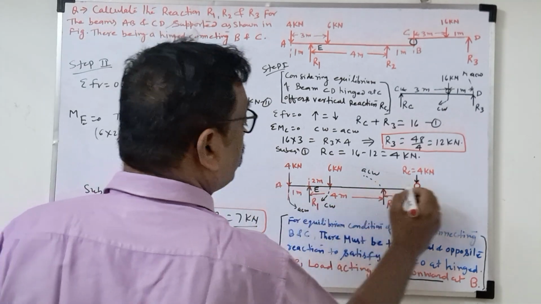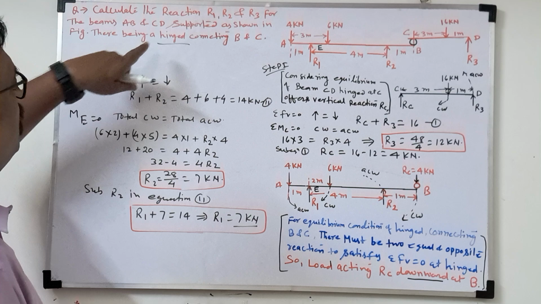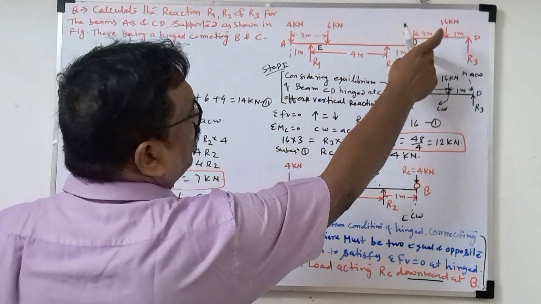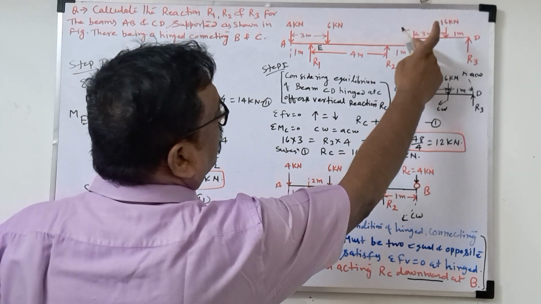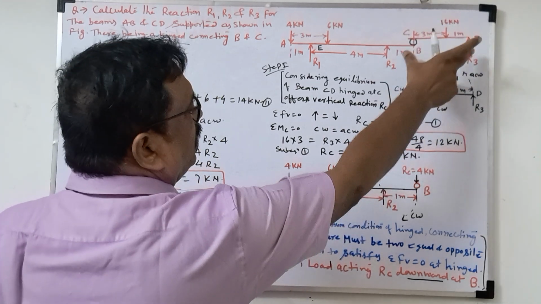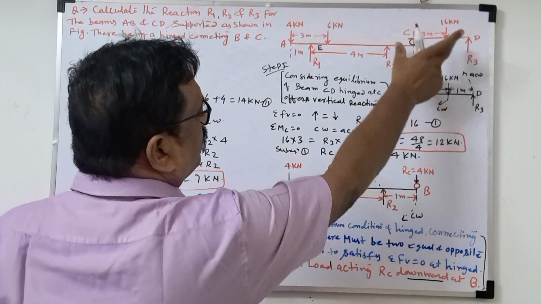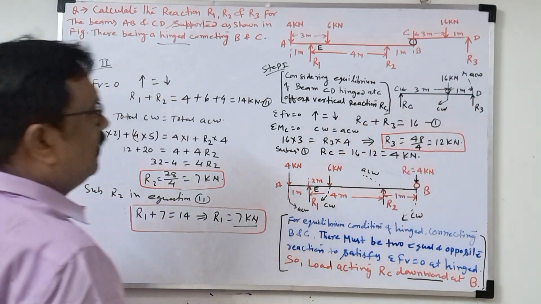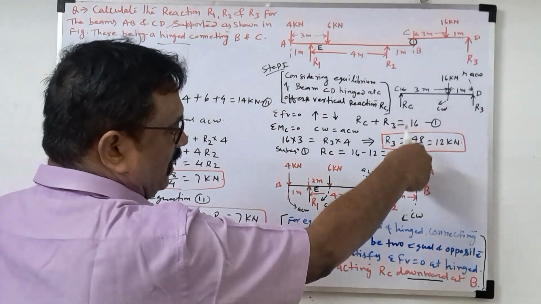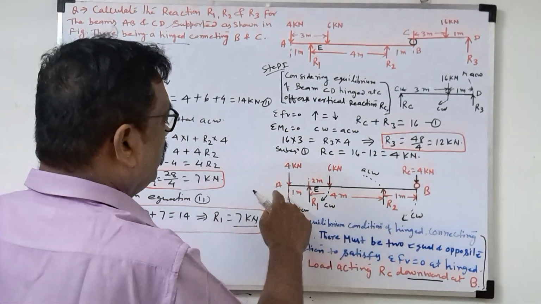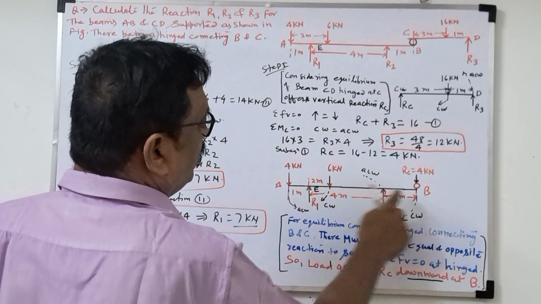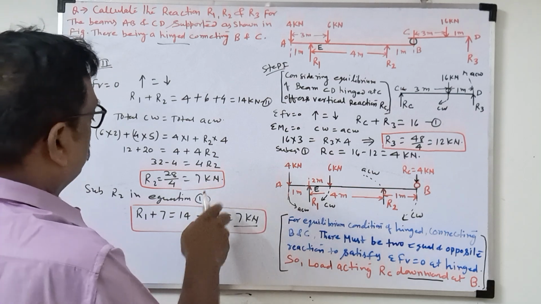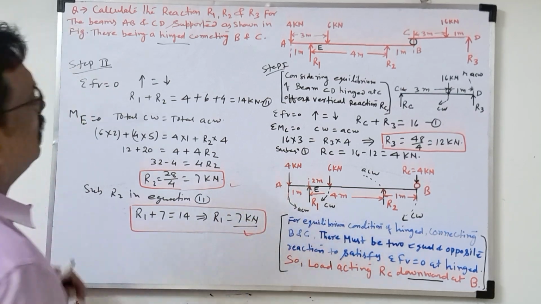So now look at what we did. They're asking to find the reactions R1, R2, R3. So two beams are there, connected by a hinge at B, C and D. First we took the beam CD, then found the support reactions RC and R3. We got R3, again at vertical downward direction. Then we took beam AB, and we found the support reactions R1 and R2. So both reactions R1, R2, R3. This way we can solve these problems.